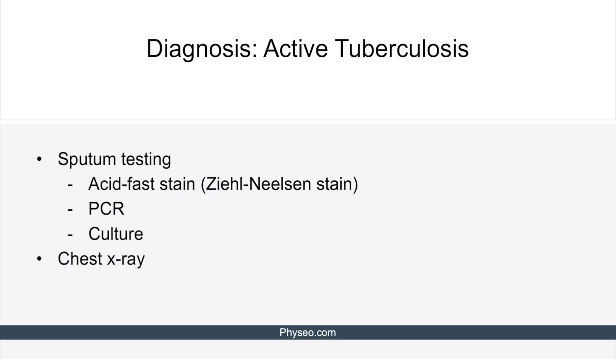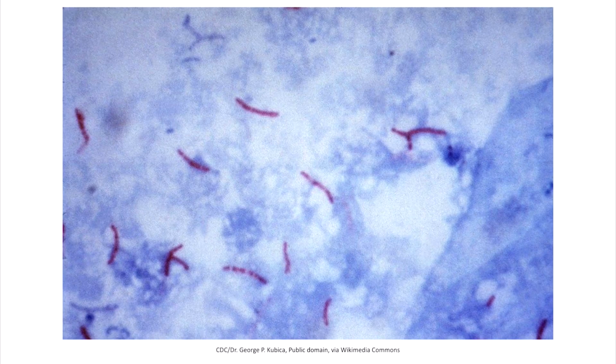The diagnosis of active pulmonary TB can be confirmed with sputum testing using either an acid-fast stain, also known as the Ziehl-Neelsen stain, PCR, or a mycobacterial culture. A chest X-ray is also usually obtained to check for pulmonary opacities. Here's what Mycobacterium tuberculosis can look like under an acid-fast stain. The organisms appear as red-purple rods against a bluish background.